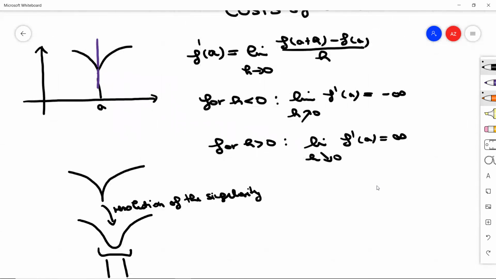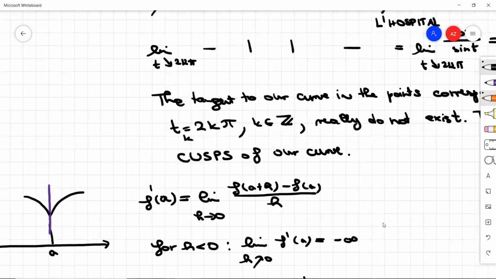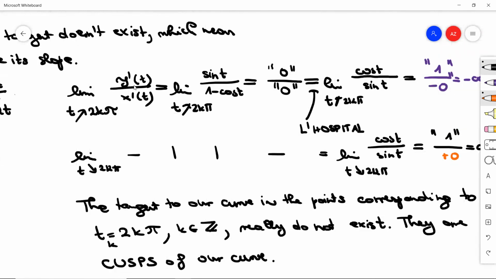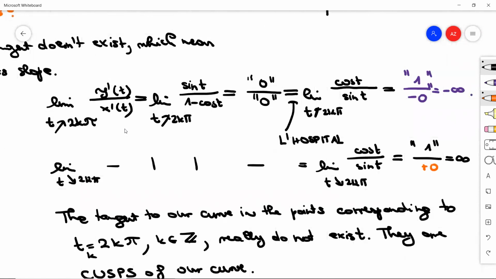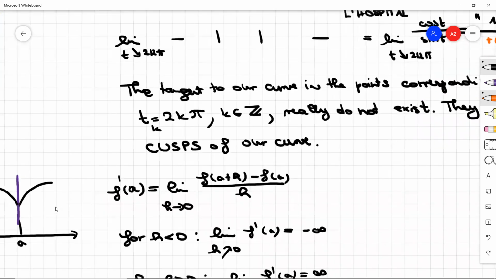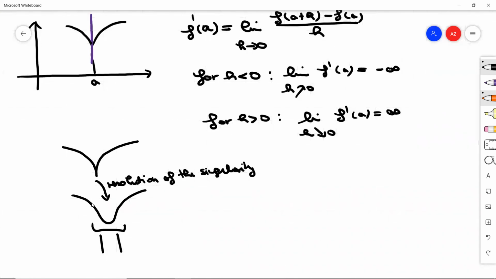So when you try to determine if the point is smooth, you just calculate these limits: y prime of t over x prime of t for appropriate t, and you calculate both left and right limits. And if the left limit is the same as the right limit, then it means that you would be able to do this resolution of the singularities, so somehow continue this motion smoothly. But here the left limit is different from the right limit, so this is not doable.